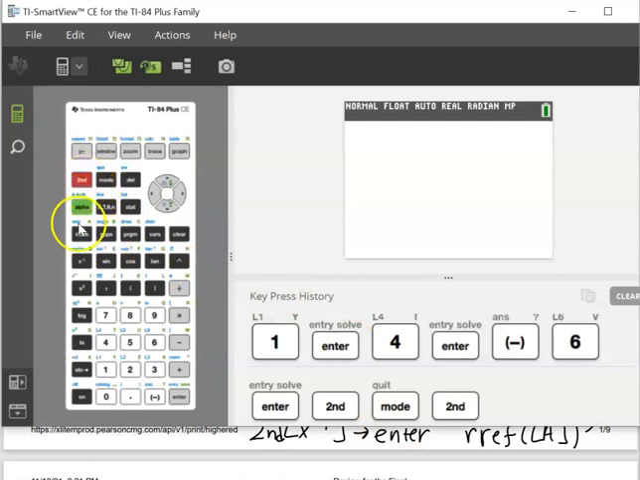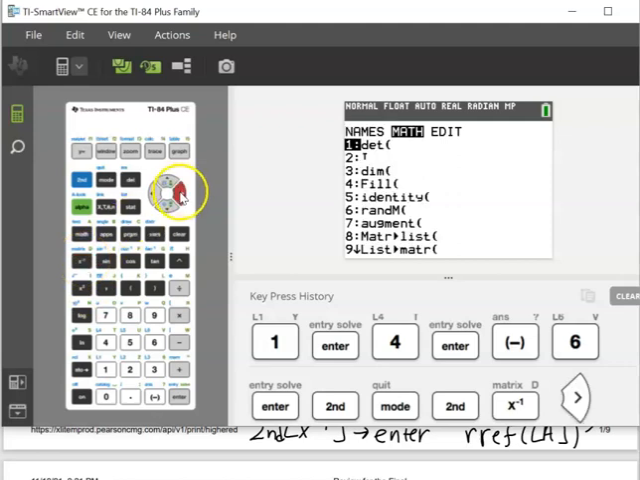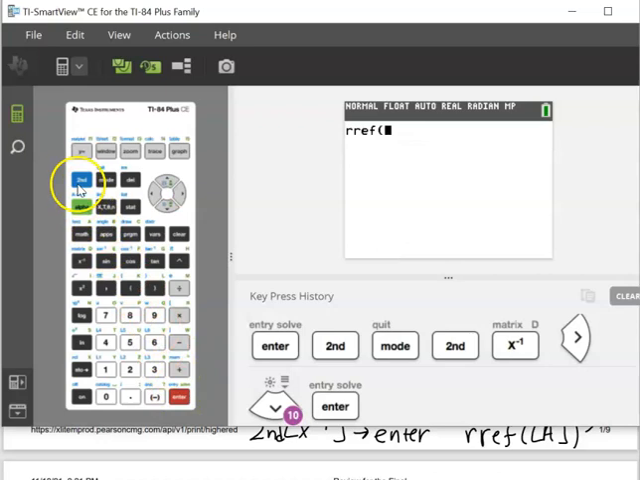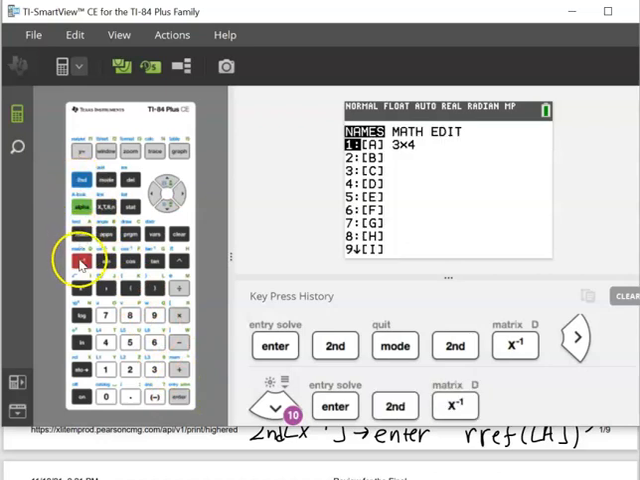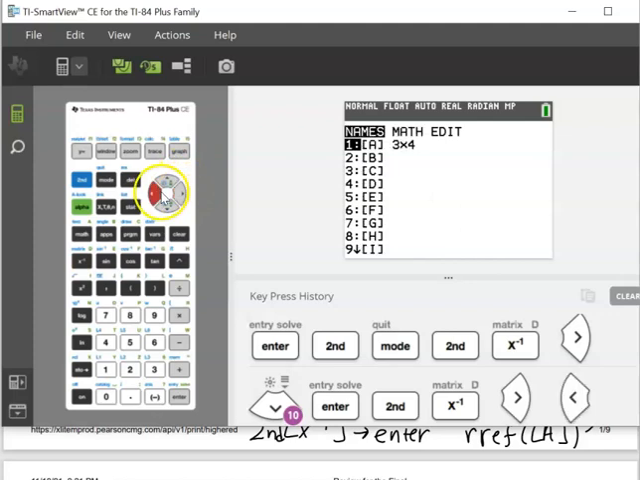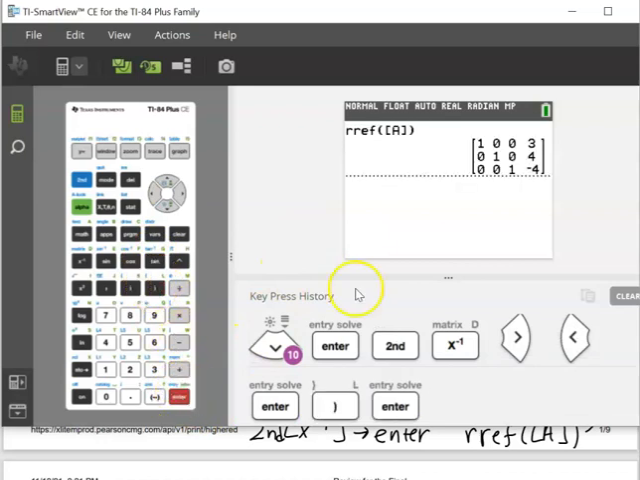So we went second, inverse, x inverse. We're going to go over to math. We're going to go down to RREF. You want the one that has 2 R's. Enter. Second, matrix. Sorry, we want to pick matrix A, so we just hit enter. And then we want to close off our parentheses, and we want to hit enter.